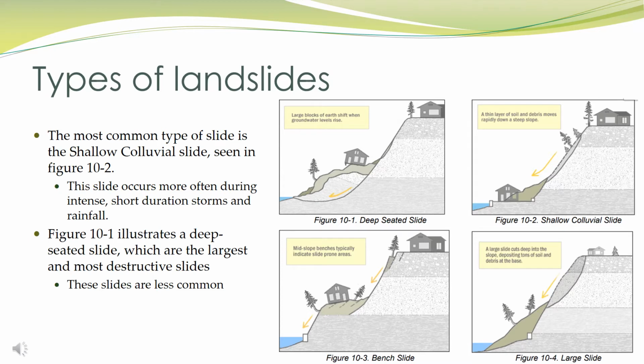It's important to note that there are different types of landslides. To the right of the text are 4 different types of landslides. The most common type of slide is the shallow colluvial slide, seen in Figure 10-2. This slide occurs more often during intense, short-duration storms and rainfall. Figure 10-1 illustrates a deep-seated slide, which are the largest and most destructive slides. These slides are less common.